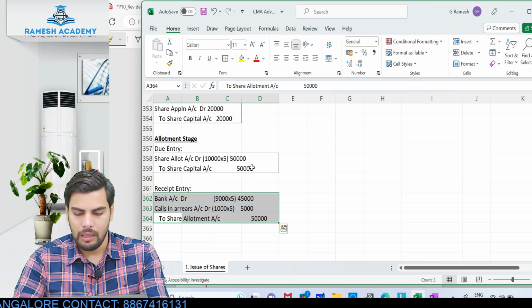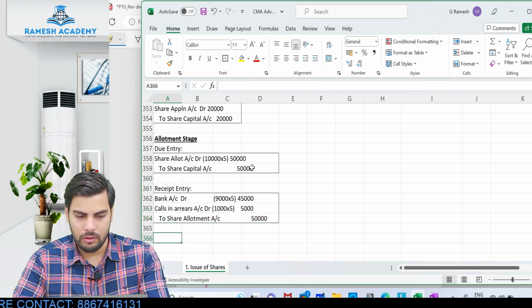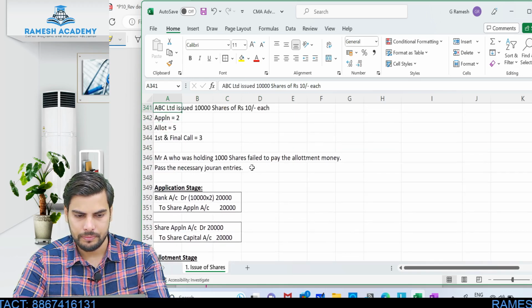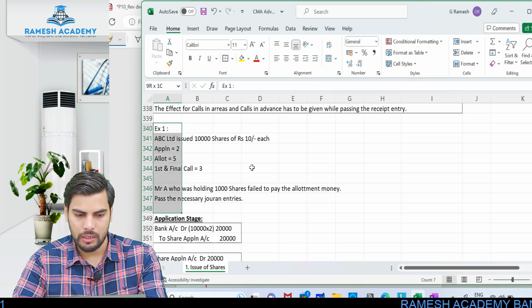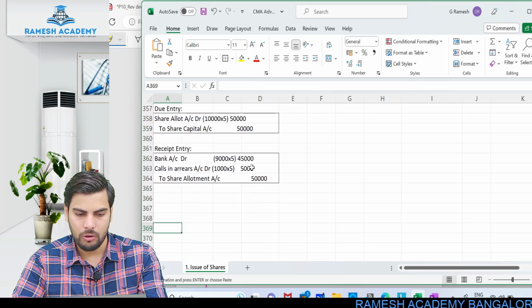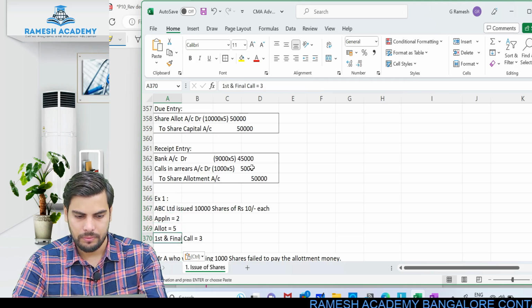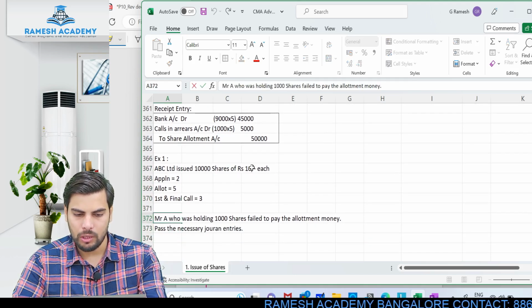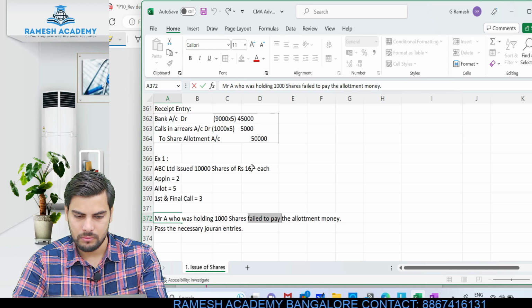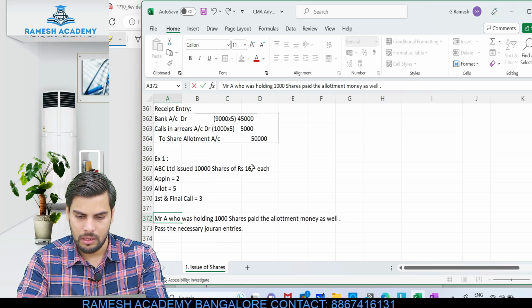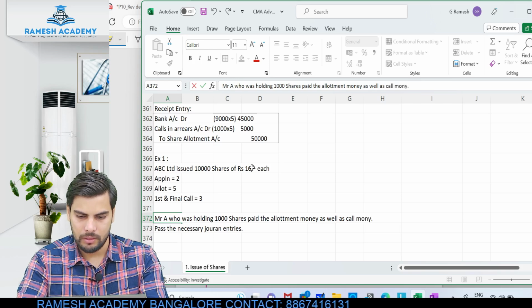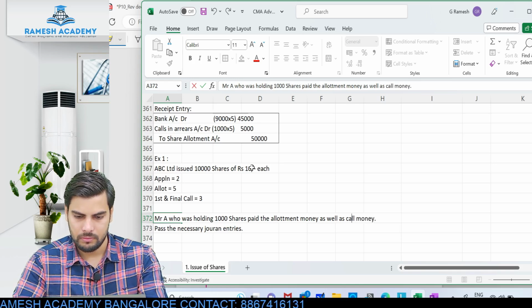Now let's say case 2, or example number 2. This is for calls in arrears. Now let's say example number 2 for calls in advance. Mr. A, who was holding 1,000 shares, paid the allotment money as well as the call money.